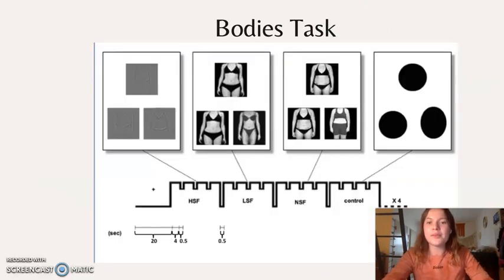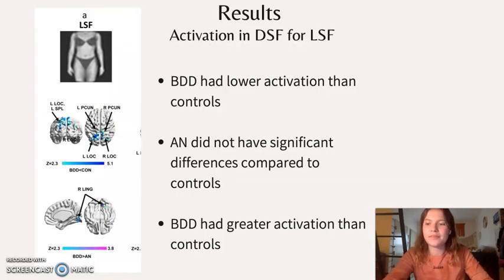This is an example of what the participants would have seen to help you better understand this task. You can see all the different spatial frequency used. When it came to viewing low spatial frequency images, the participants with body dysmorphic disorder demonstrated lower activation in parts of the dorsal visual network compared to healthy controls. When compared to controls, AN did not have significant differences in this network when viewing these images. When compared to the anorexia nervosa participants, BDD demonstrated greater activation than AN for this network.